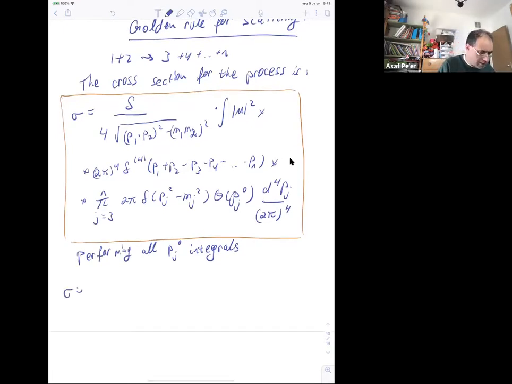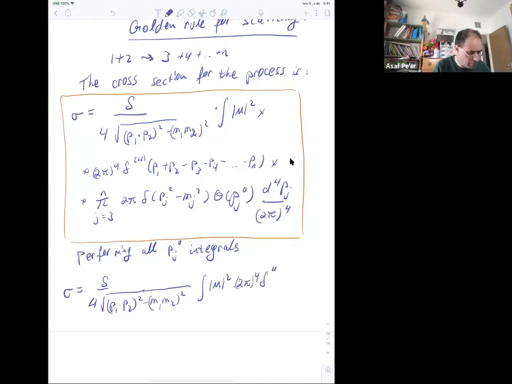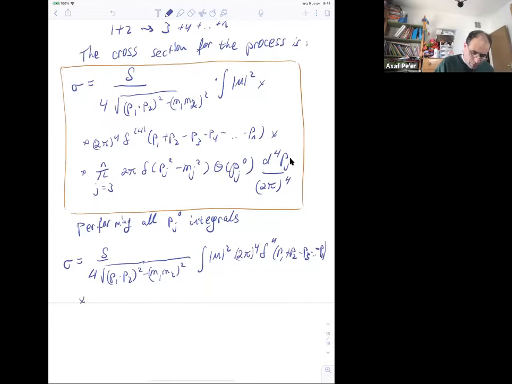Then you end up with sigma equals S over 4 times the square root of (p1 dot p2) squared minus m1 squared m2 squared, times the integral of |M|^2 times (2 pi)^4 delta^4(p1 + p2 - p3 - ... - pn), multiplied by the product over j from 3 to n.